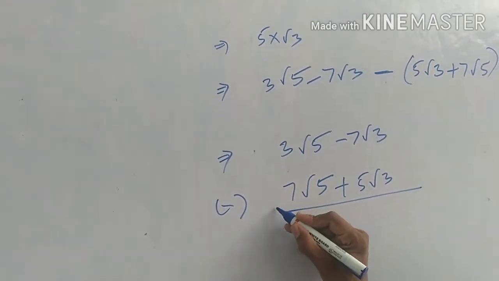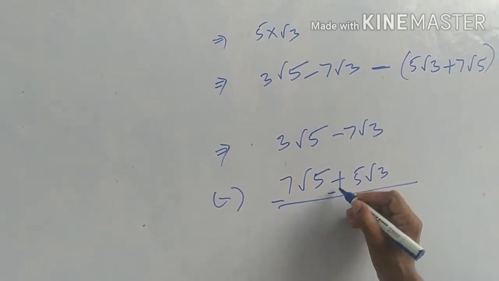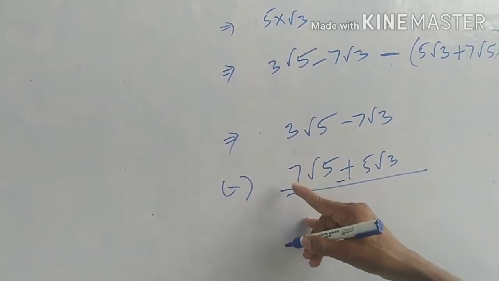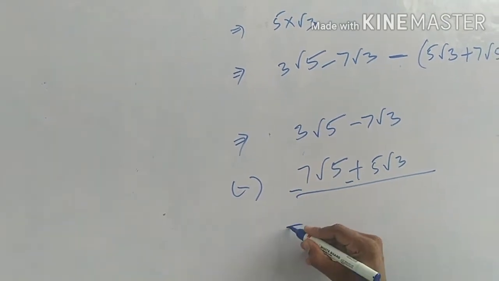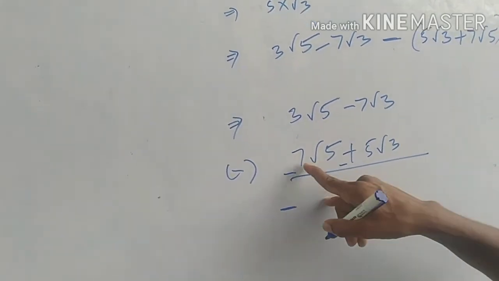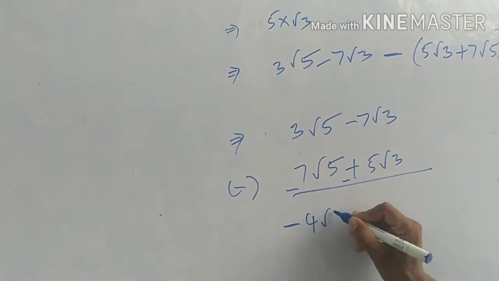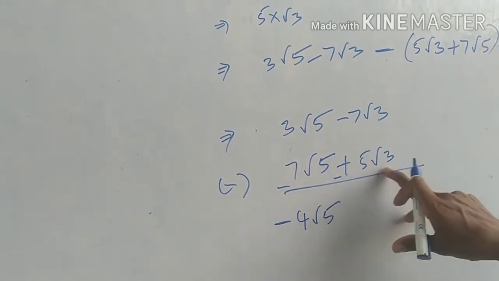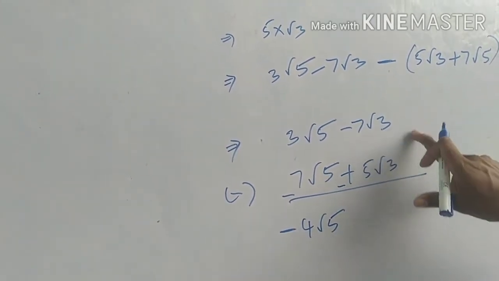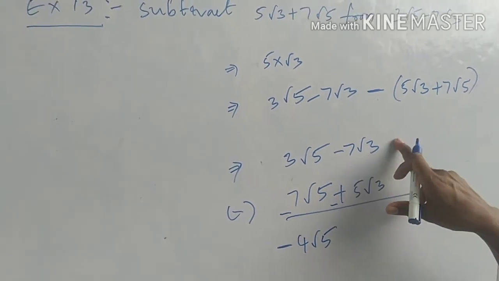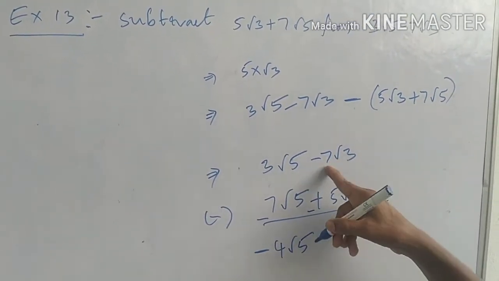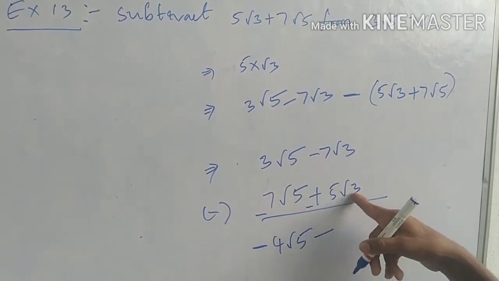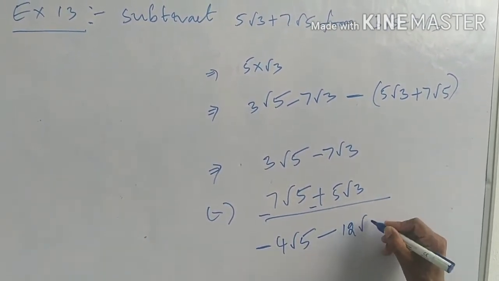Operation is minus. Plus goes to minus. 3 root 5 minus 7 root 5. Here the higher number's sign is minus, so the result also goes to minus. 7 minus 3 is 4 root 5. Minus 7 root 3 minus 5 root 3. Both have the same signs, so the sign is minus, that is 7 root 3 plus 5 root 3. Result is 12 root 3.